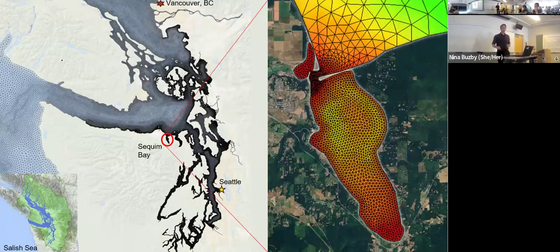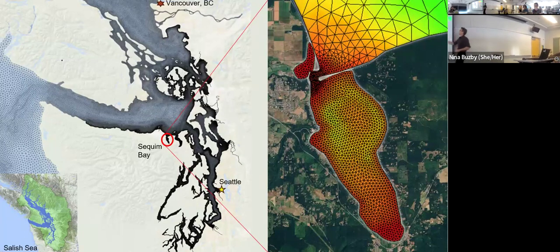We can also further increase the resolution right near the point of release. Again, this is the PNNL campus. This is the point of release here. So we needed much higher resolution right at that neck.